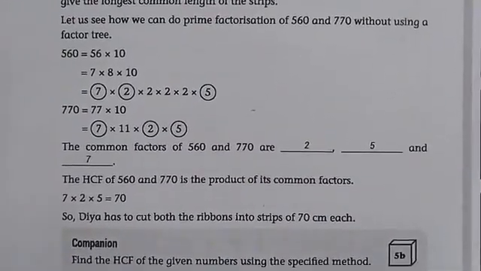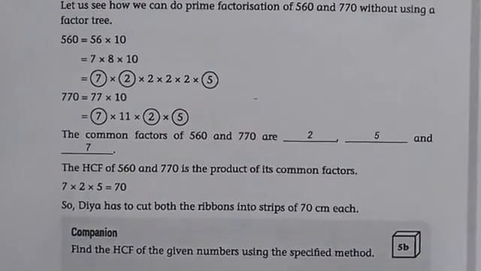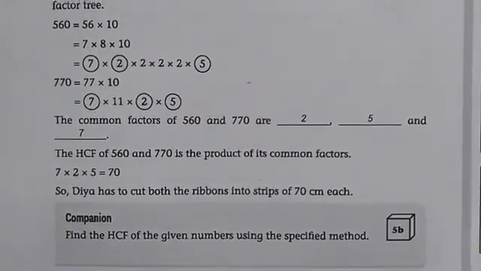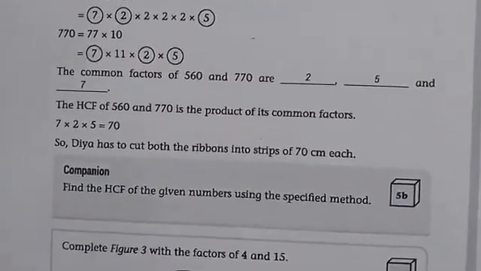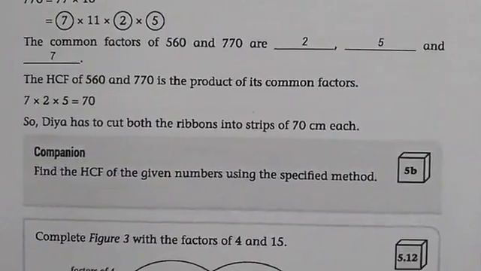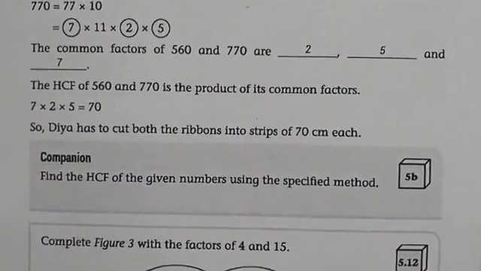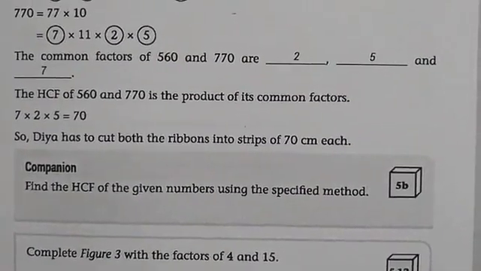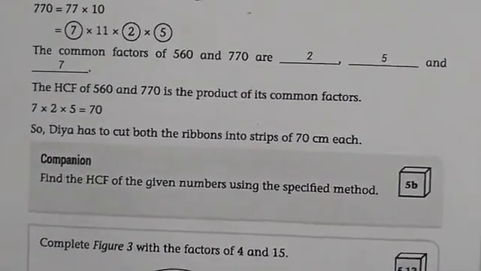5 and 7. Just you have to round up those three and multiply. 2 fives are 10, 10 sevens are 70. So the HCF is equal to 70 centimeter. So Divya has to cut both the ribbons into strips of 70 centimeter each.